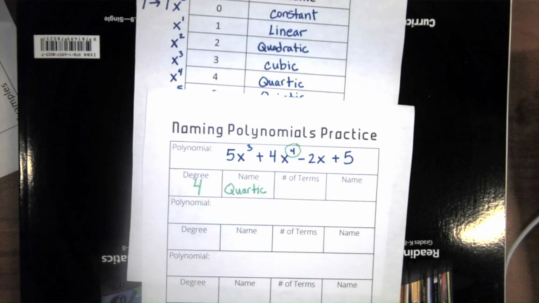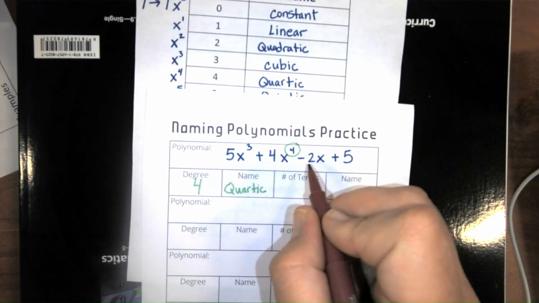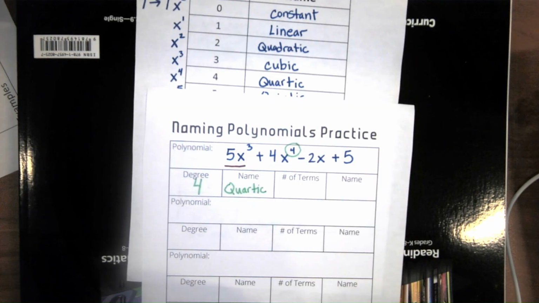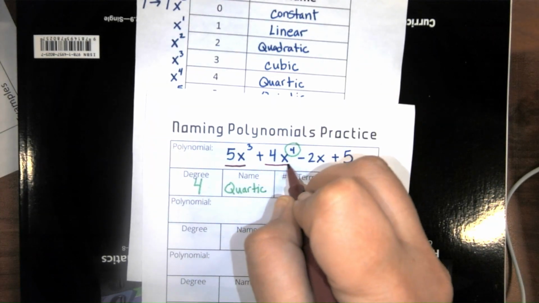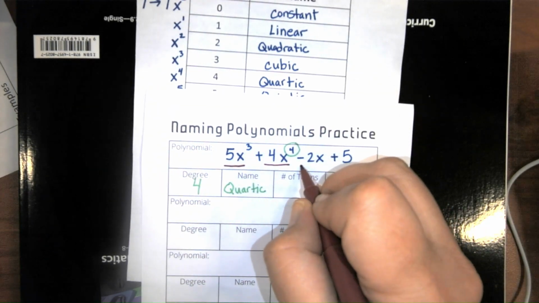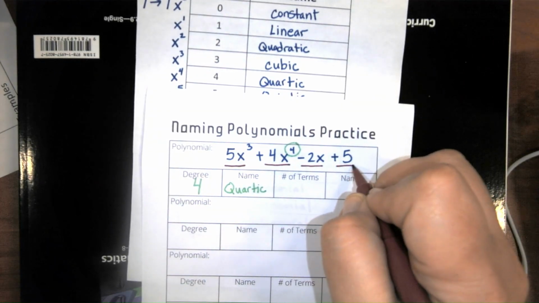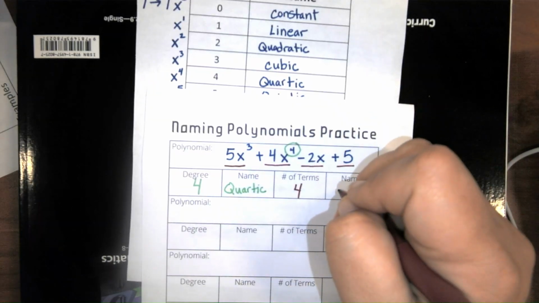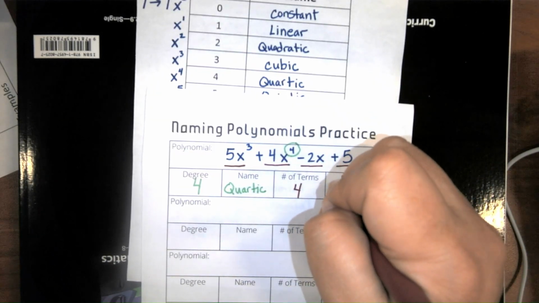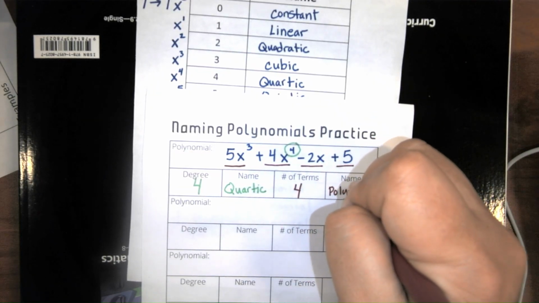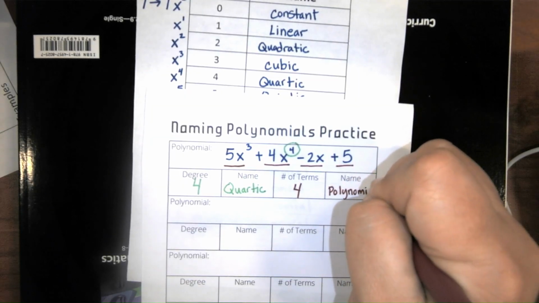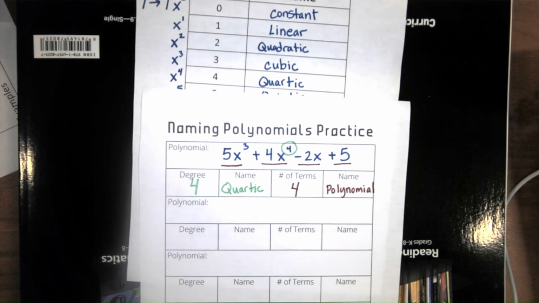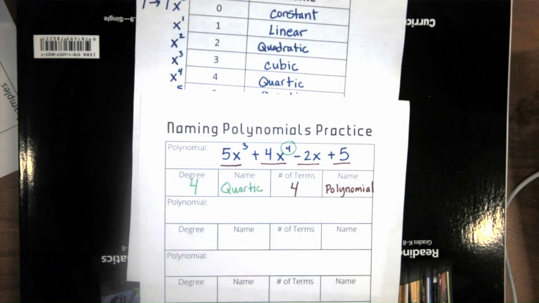The number of terms is determined by the pluses and minus signs. Those are what's separating the terms. We have 5x to the third, and positive 4x to the fourth, and negative 2x, and positive 5. So that's 4 different terms. So something with 4 terms we call a polynomial. So this is a quartic polynomial.